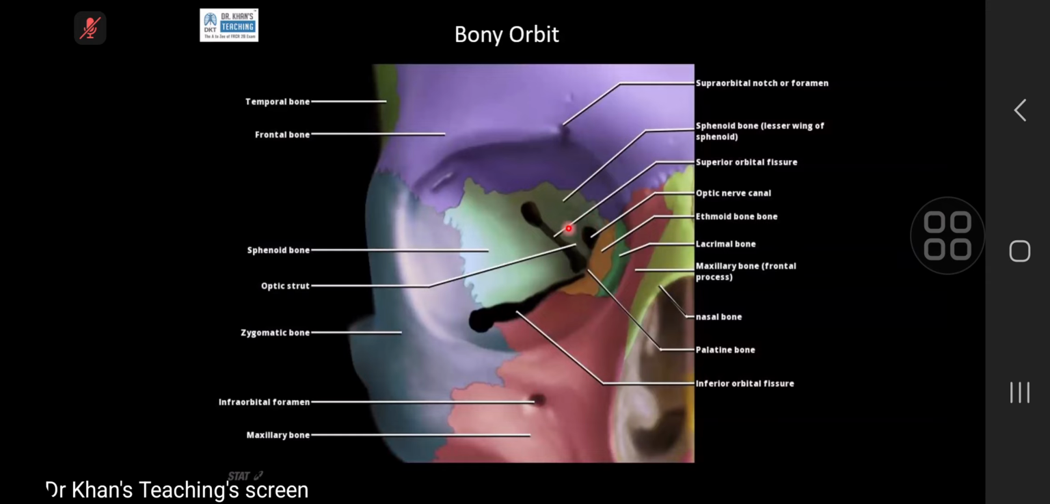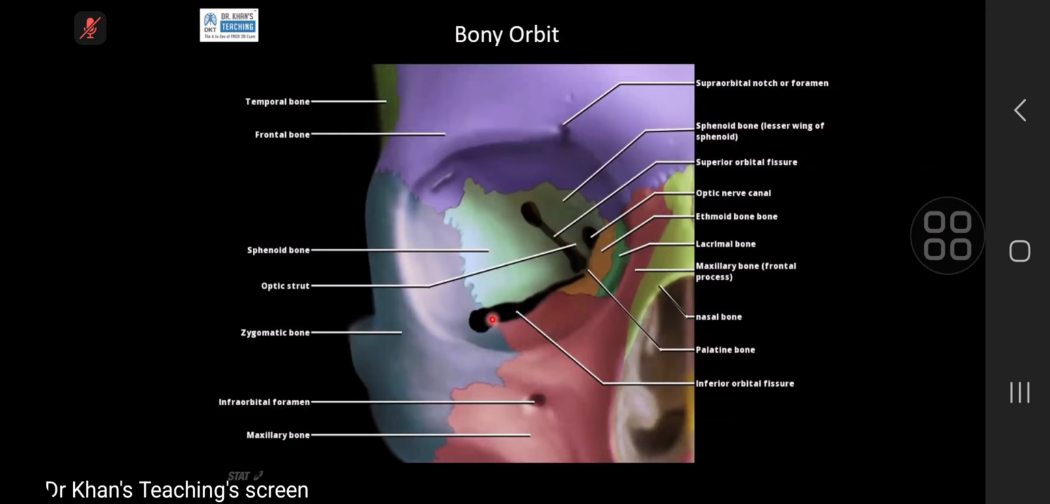This portion, technically speaking, is the lesser wing of sphenoid. So the optic foramen actually is in the lesser wing of sphenoid. This bone here, the optic strut, is a bone which separates the optic foramen from the superior orbital fissure. So this is the superior orbital fissure, and I'll show you on a CT scan.